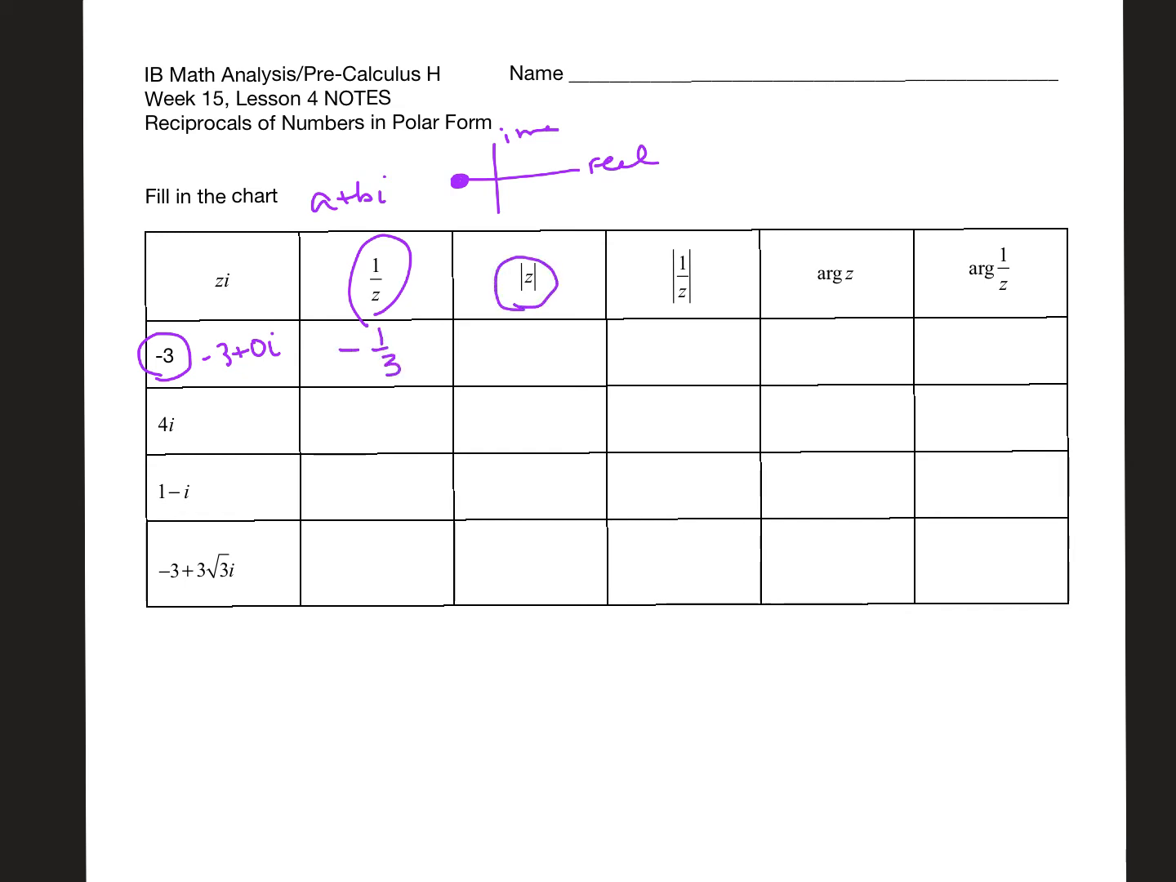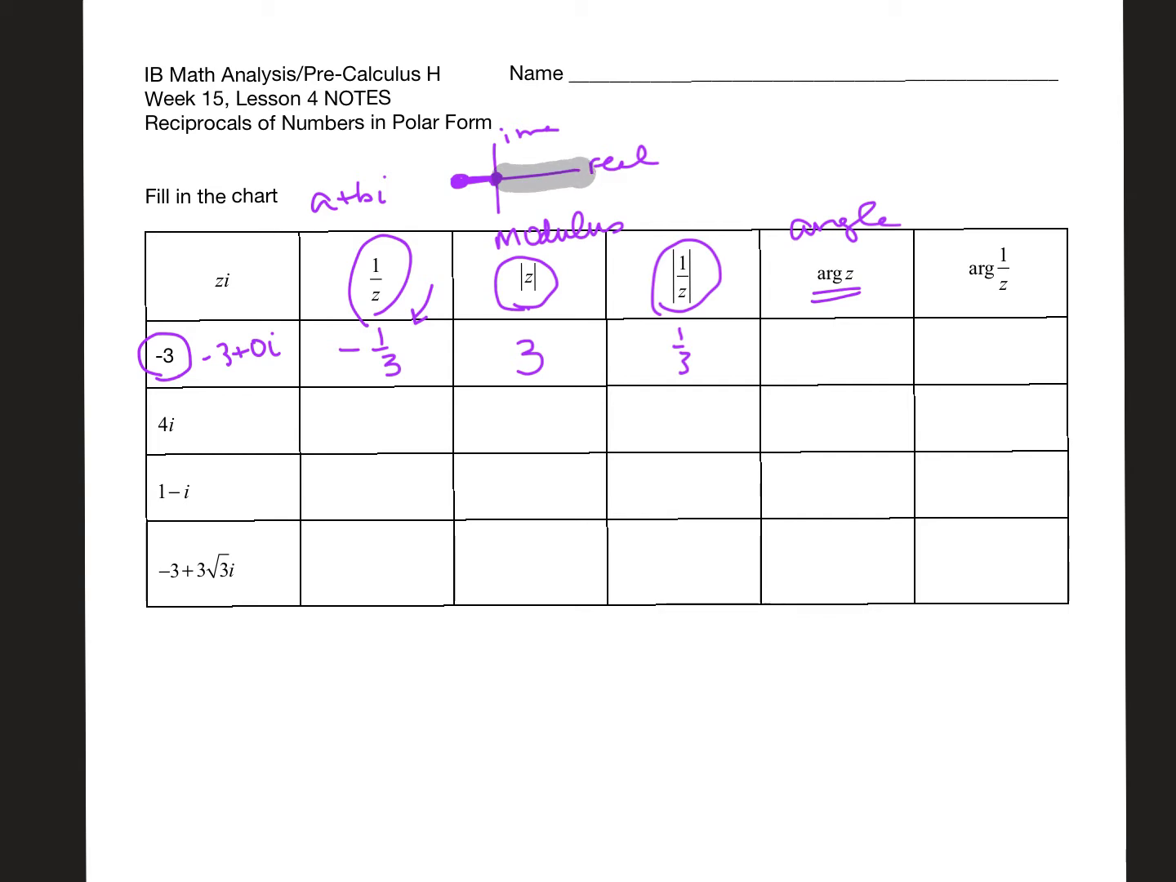This notation is asking you to find the radius. It's called the modulus. In other words, how far away from 0 is that particular dot? So this is asking of the original, which is 3. This is asking for the modulus, or the radius, of the reciprocal of this number, so that's 1/3. Notice that they're positive. And then this notation is asking for the angle. What angle does it make?